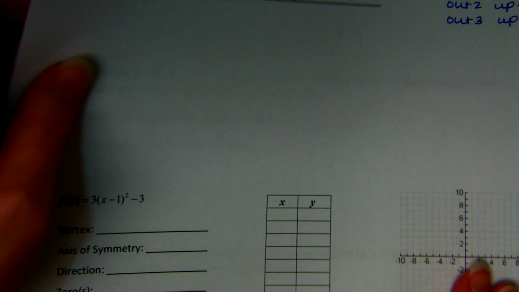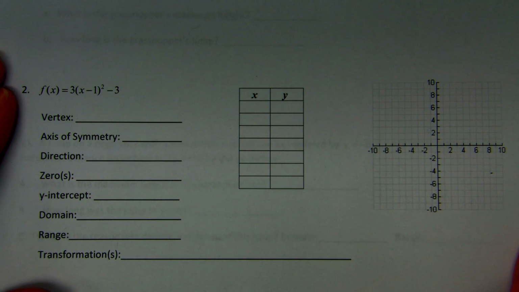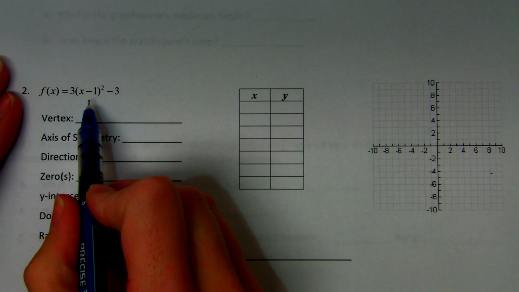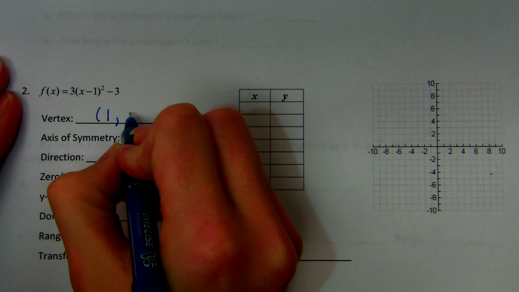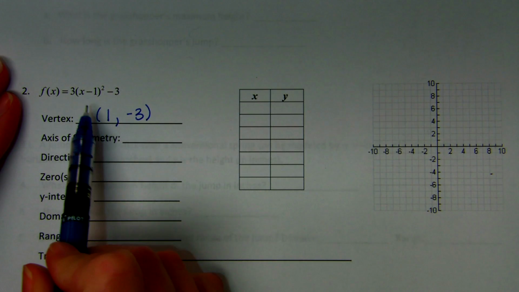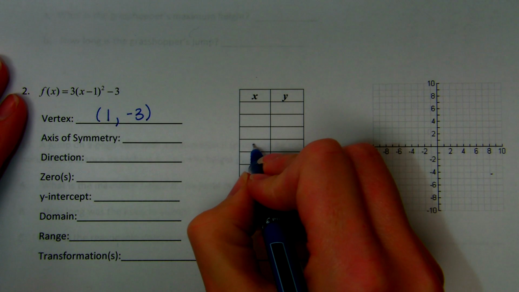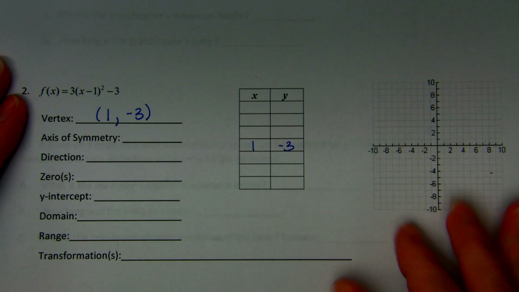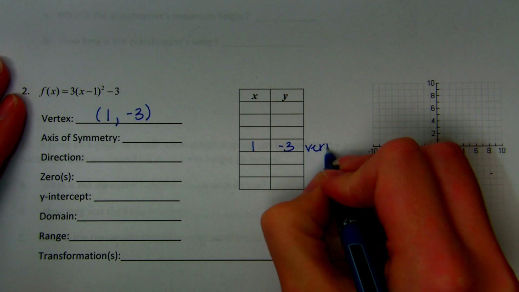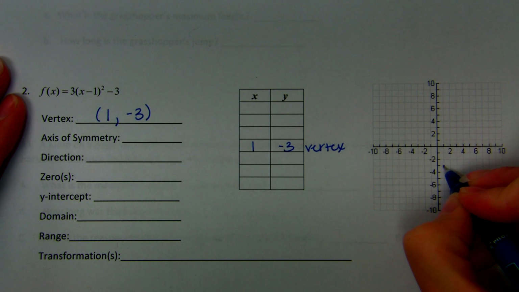It's problem 2. Again, the first thing I'm going to do is identify the vertex. So I look to the equation right here, and my vertex is (1, -3), because remember, when you pull it out of the parentheses, it changes signs. I'm going to go ahead and put that in the middle of my table, because that's where it belongs. We'll go ahead and label it.